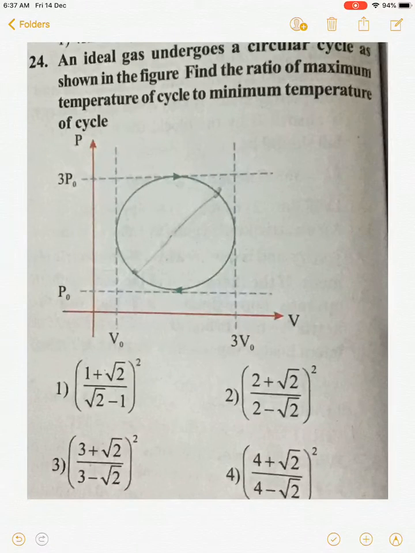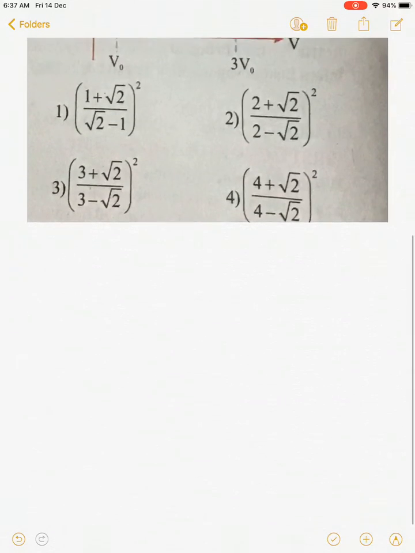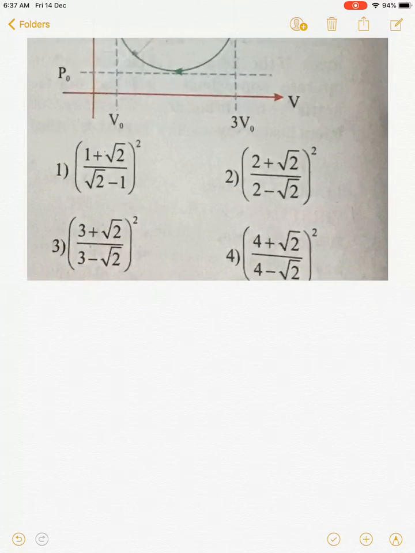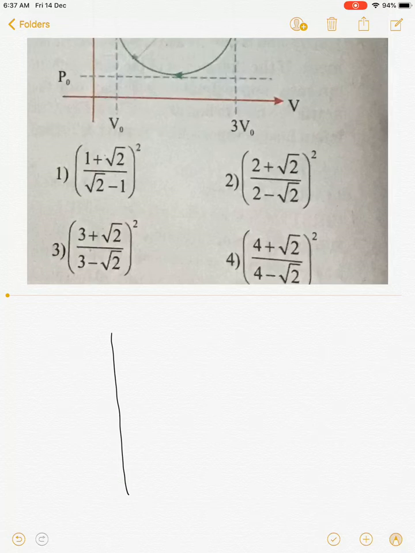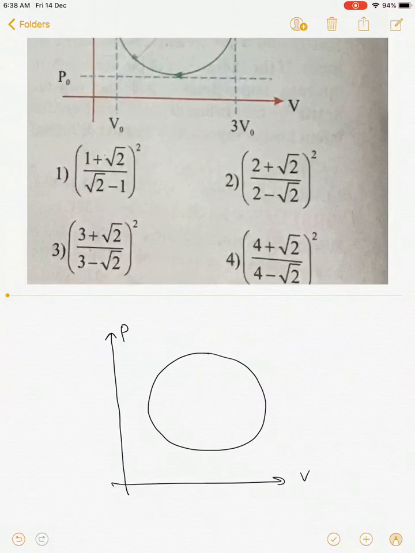Here it is given that an ideal gas undergoes a circular cycle as shown in the figure, and we have to find the ratio of the maximum temperature of the cycle to the minimum temperature of the cycle. So over here a cyclic process is given, and it is represented in a PV curve, and that process is exactly happening in a circular path.